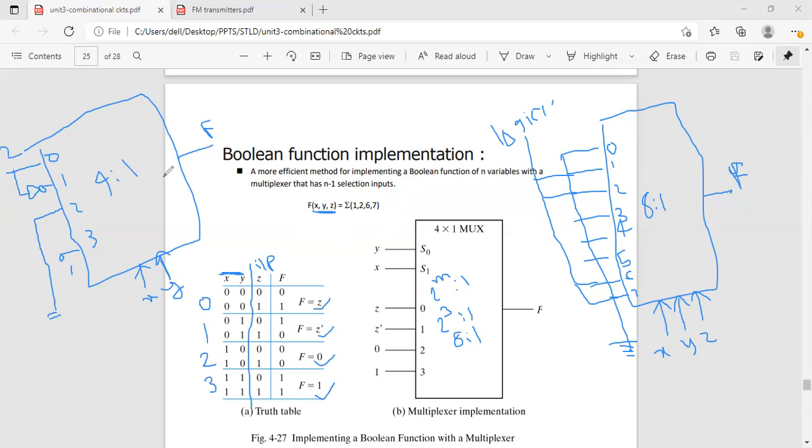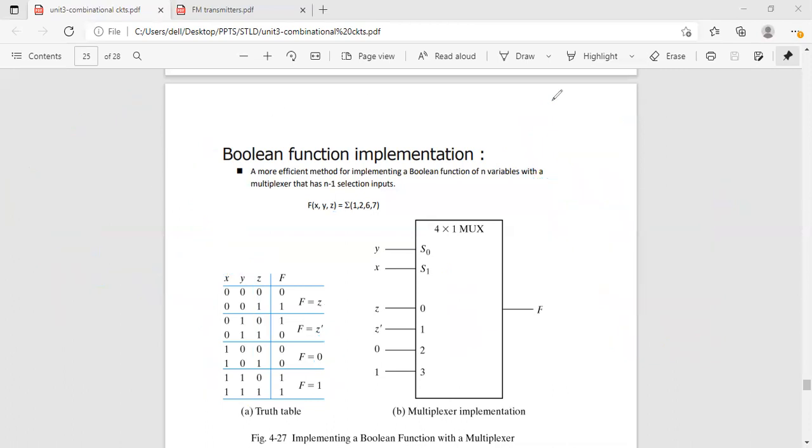సో 4 to 1 మల్టీప్లెక్సర్ యూజ్ చేయాలి అంటే రెండే సెలెక్ట్ లైన్స్ ఉండాలి. కాబట్టి వీటిని సెలెక్ట్ లైన్స్ గా తీసుకున్నాము, జెడ్ ని ఇన్పుట్ గా తీసుకున్నాము. మిగిలిపోయిన సెలెక్ట్ లైన్ ఏదైతే ఉంటుందో దాన్ని ఇన్పుట్ గా కన్సిడర్ చేసుకున్నాము. ఓకే, so you have to draw like this. And the same function you can implement by using 2 to 1 multiplexer also.